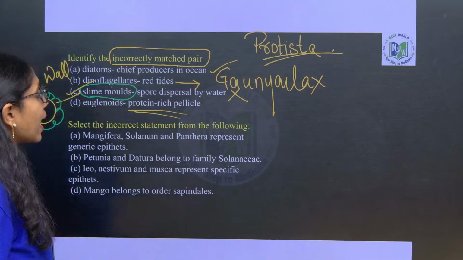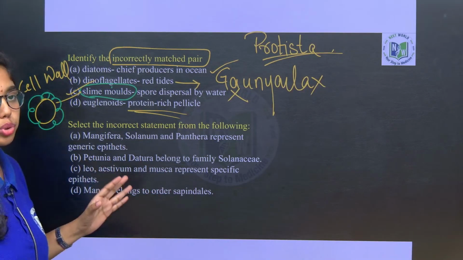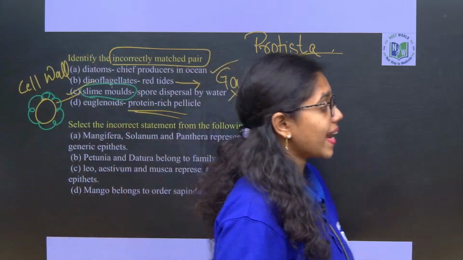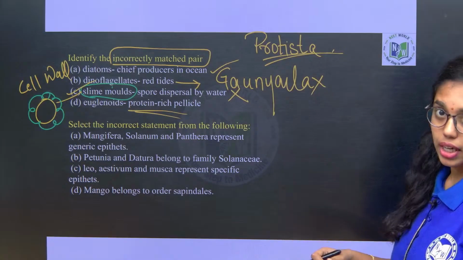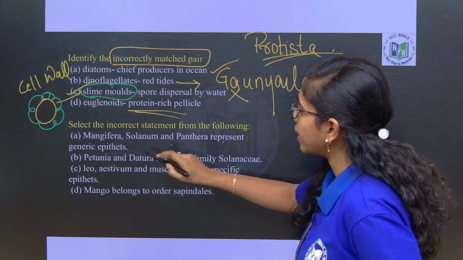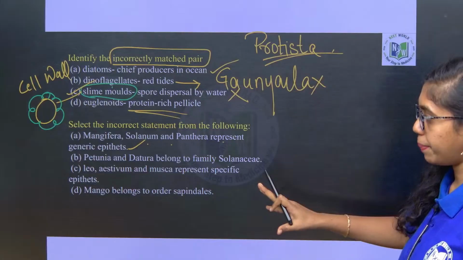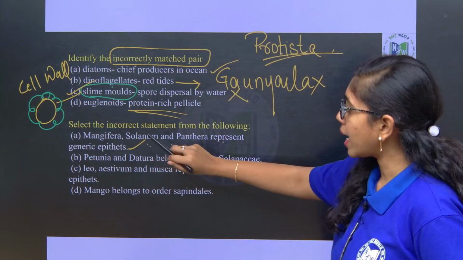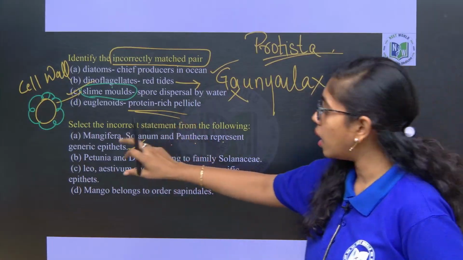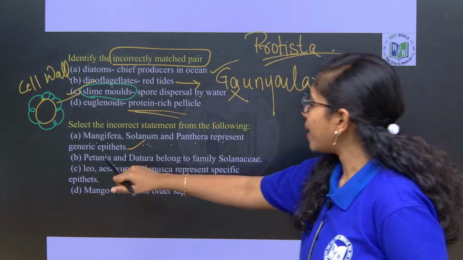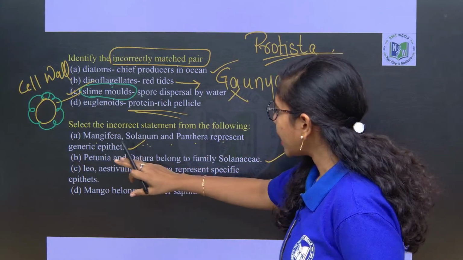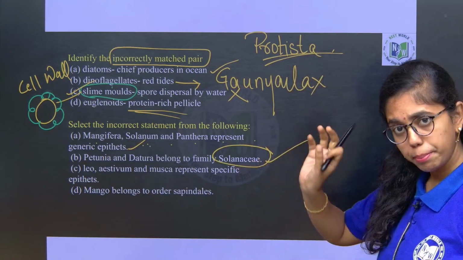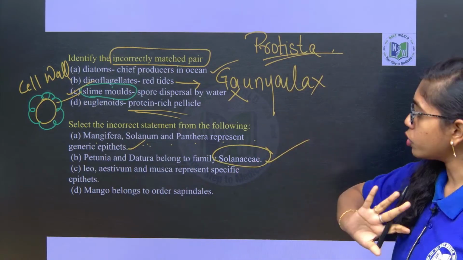Next, select the incorrect statement from the following. Again, a statement based question. Here, Mangifera, Solanum, and Panthera represent generic epithets. True. Mangifera indica, Solanum tuberosum, Panthera leo, all these first terms are genus names. Petunia and Datura come under the same family. True, of course, they both belong to the family Solanaceae.